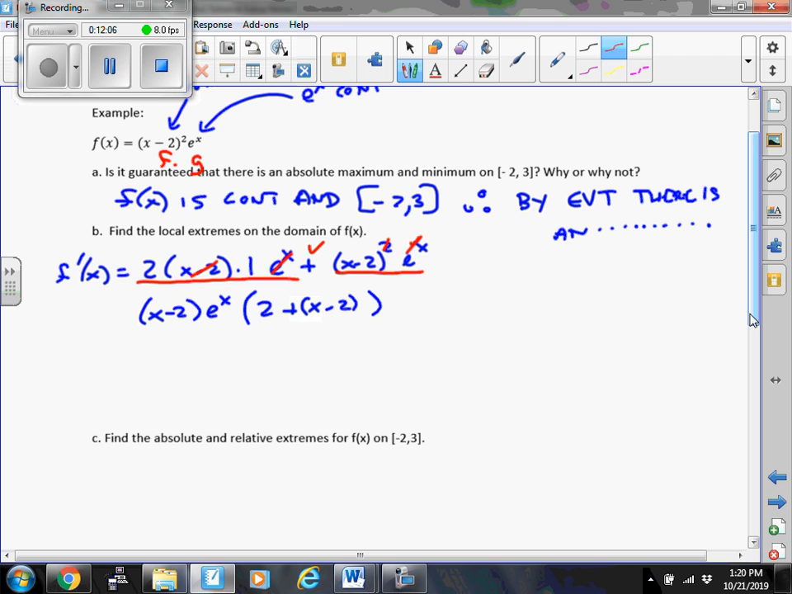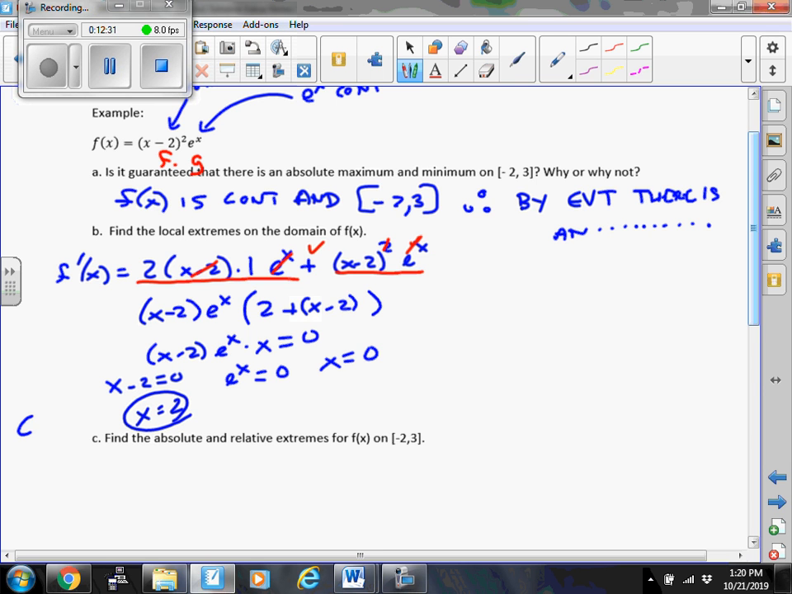So if I put it all together, I get (x - 2)e^x times x equals 0. Now, once it's in factored form, you just set each factor equal to 0, because one of them has to be 0 for the whole product to be 0. So I have one critical point at x equals 2.